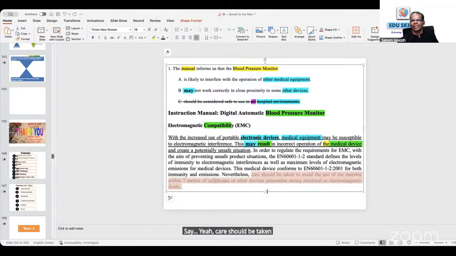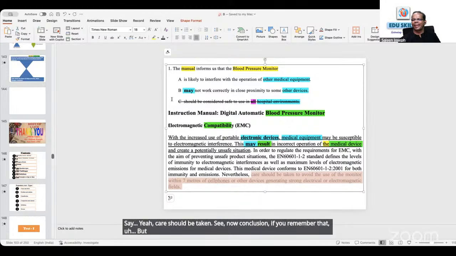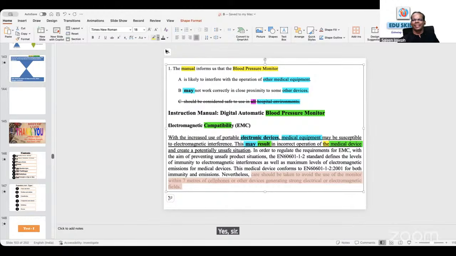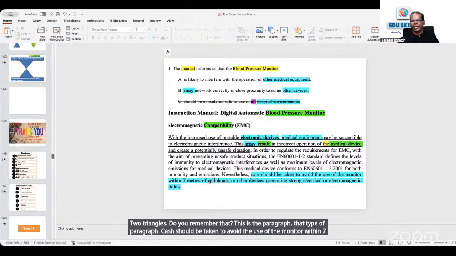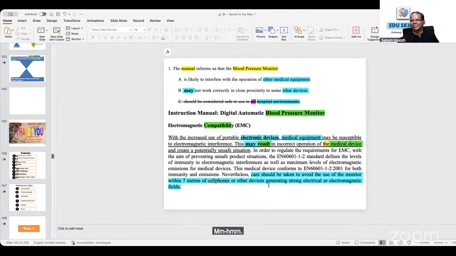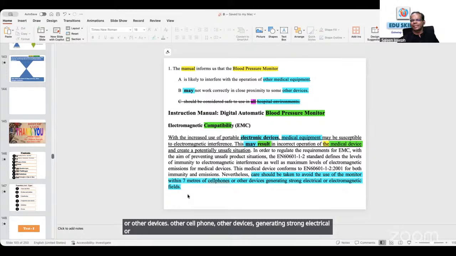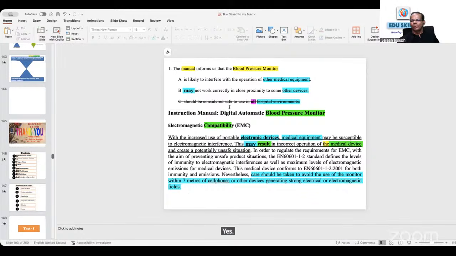See now the conclusion. Care should be taken. If you remember, we have two triangles. This is the paragraph, that type of triangle. Care should be taken to avoid the use of the monitor within 7 meters of cell phones or other devices generating strong electrical or electromagnetic fields. So is the blood pressure monitor likely to interfere with the operation of other medical equipment?